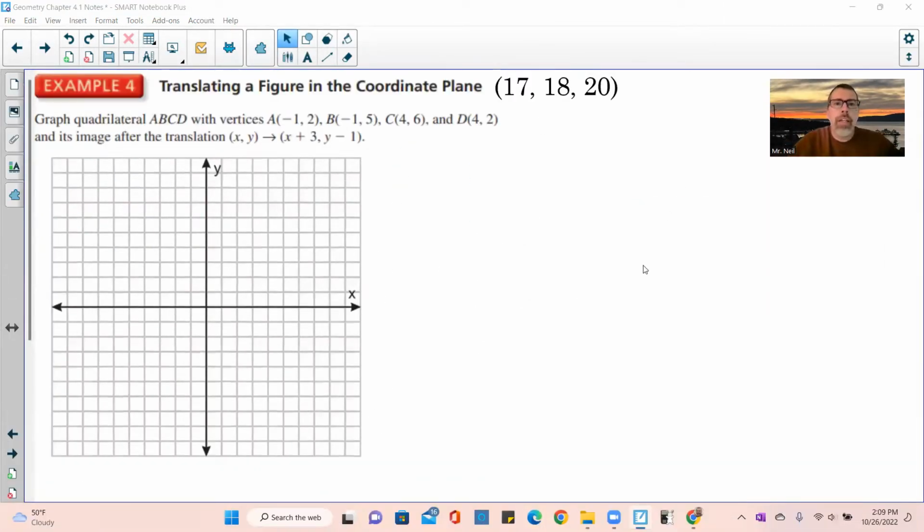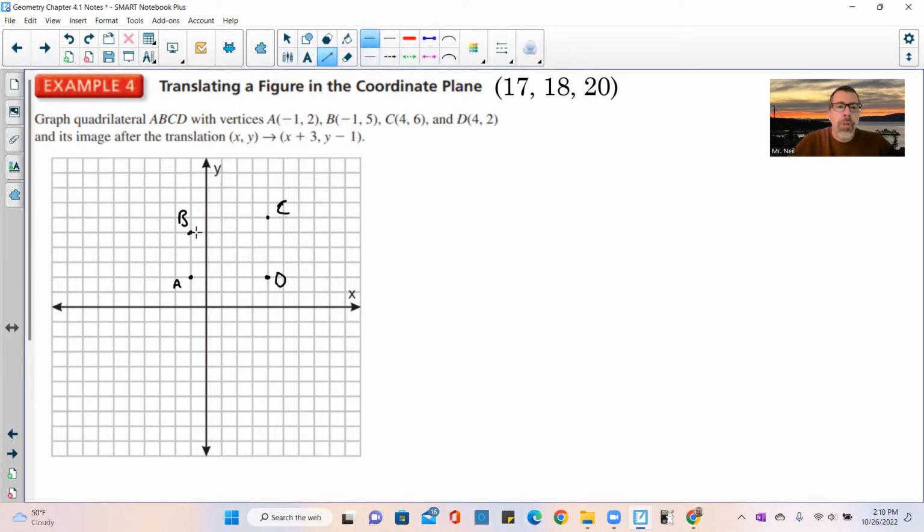Okay, example four is translating a figure in the coordinate plane. So the first thing I'm going to do is graph the quadrilateral. So it says graph the quadrilateral ABCD with the vertices of A negative 1, 2, B negative 1, 5, C 4, 6, and D 1, 2, 3, 4, 1, 2. Okay, this one's off by one, that's 3, 6. So let me move that over to here. All right, so this is A. I'm not going to put the coordinates, it makes it all cluttered. A is negative 1, 2, B is negative 1, 5. This is B. C is over 4, up 6, and D is right here. Okay, so there is our quadrilateral.